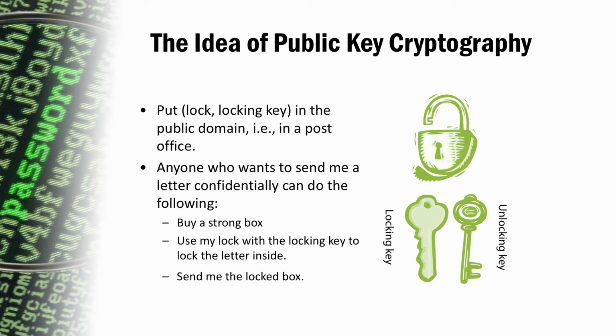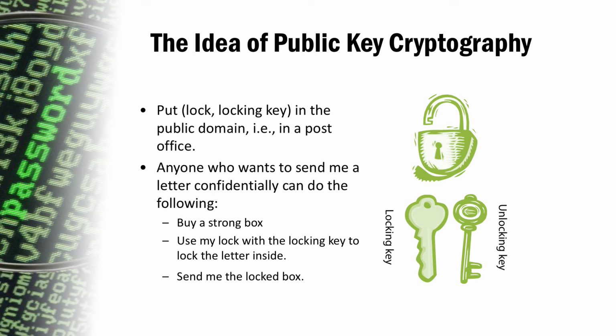Now, let's take a look at an analogy displayed here. Suppose that we have a lock, and this lock needs two keys in order to be used. A locking key and an unlocking key, and the two keys are distinct. So what we can do is put the lock and the locking key in the public domain. In a post office, anyone who wants to send me a message can buy a strong box, put the message inside the box, and then use the locking key, which is given, to lock the letter inside. With that information, the sender can now send the locked box. I have the unlocking key, and I can open the box and retrieve the message.